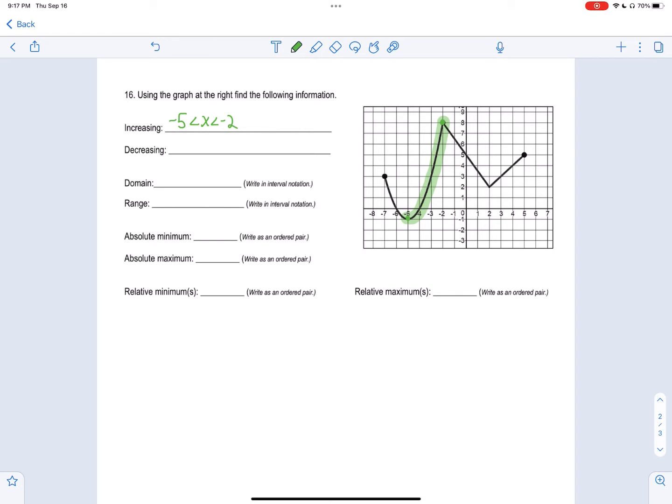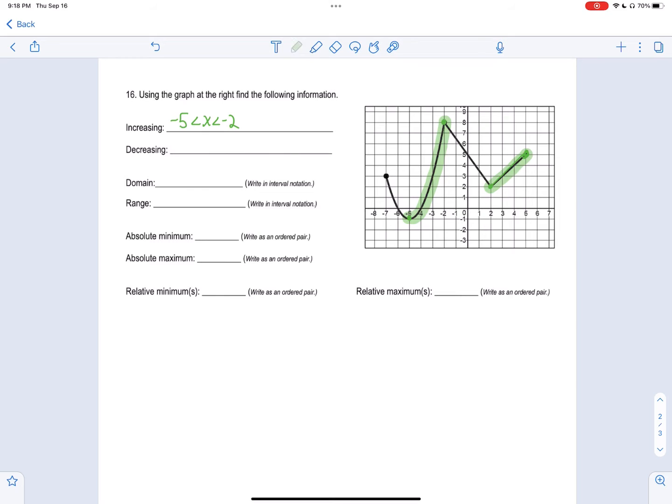Now, there's another point where my graph is in fact increasing, and that point is at +2, and it looks like it's increasing all the way to +5. So again, if we look at where it's increasing, the other interval would be from +2 to +5. So the function is increasing in between those two numbers.